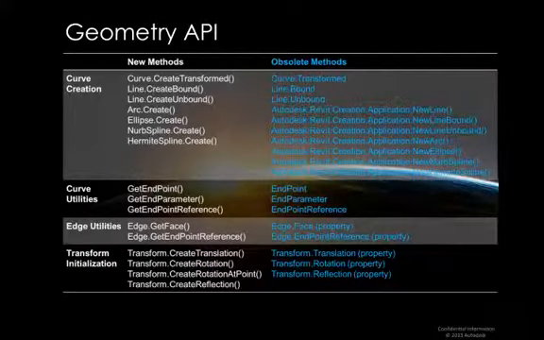A number of methods in the Geometry API have changed. Above all, we are moving away from the creation application and the creation document to static methods on each individual class.